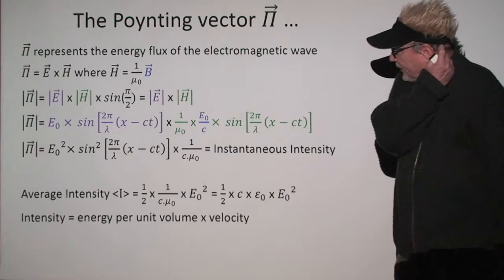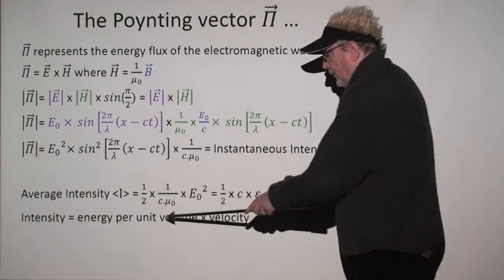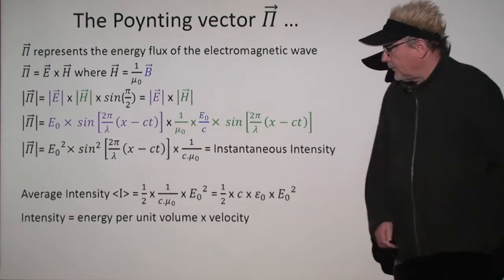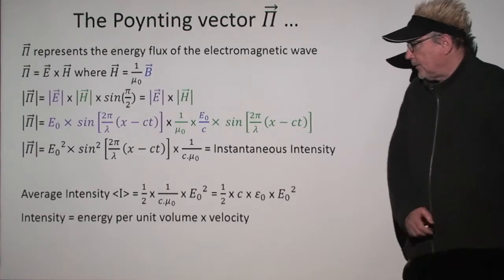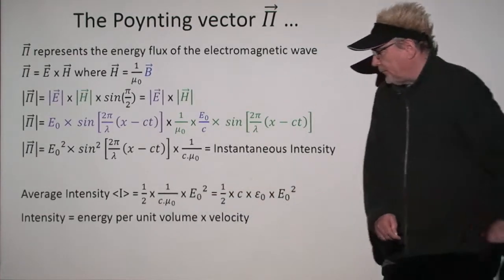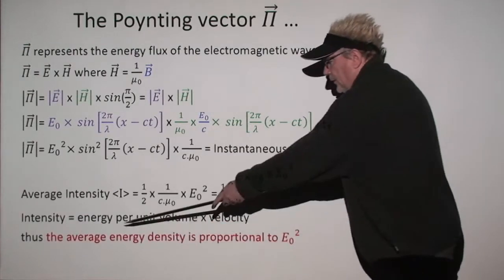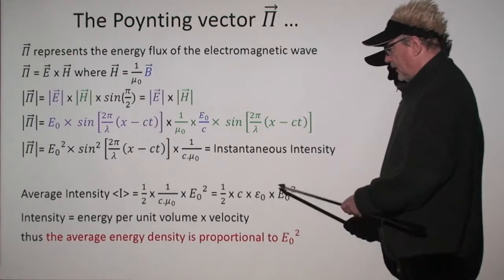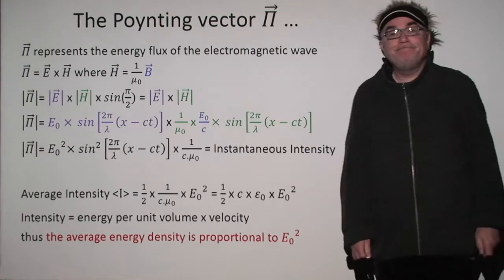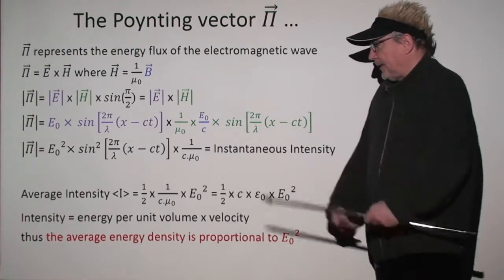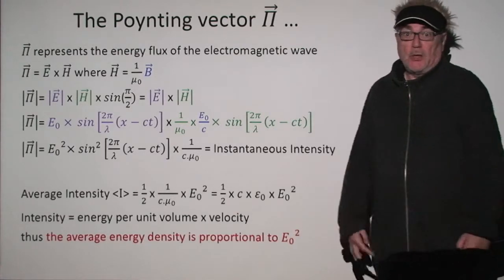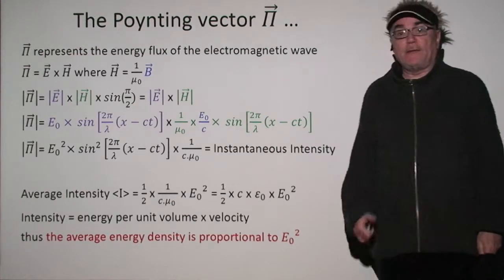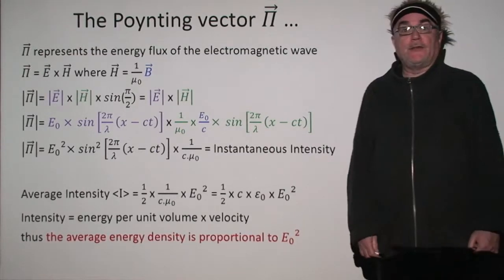Now, if you remember that intensity can also be defined as energy per unit volume times velocity, and this is velocity here. So that means if you divide by c, you get the energy per unit volume, which is by definition the energy density. And that means that the energy density is proportional to E naught square. And energy density being the energy per unit volume means number of photons per volume. Okay, so we'll have to remember that, and we'll use that in the final part of our derivation.